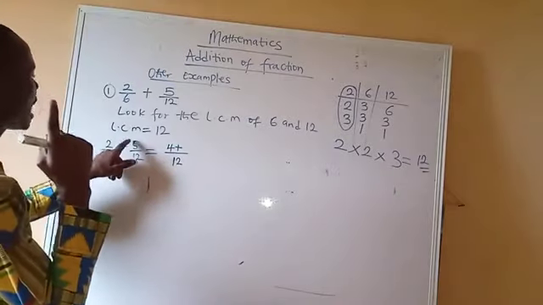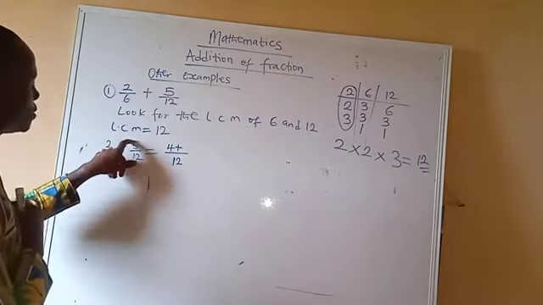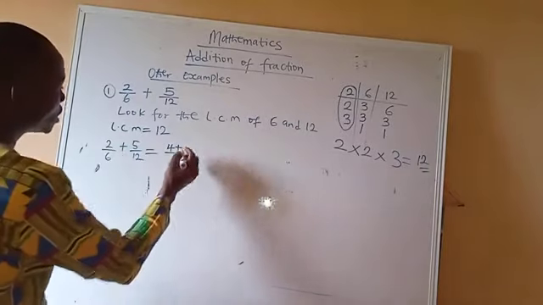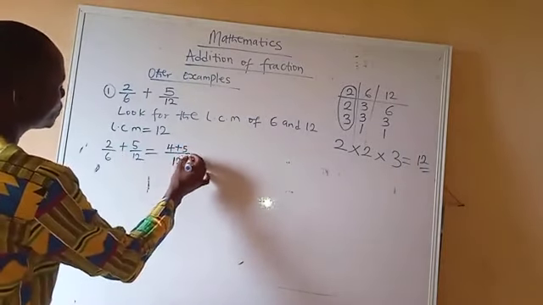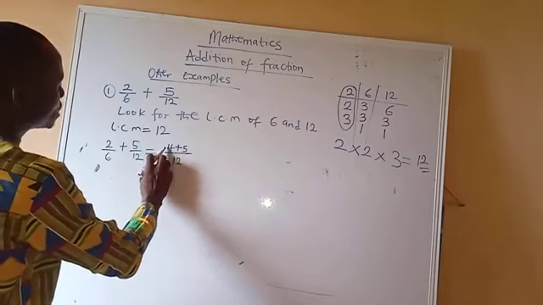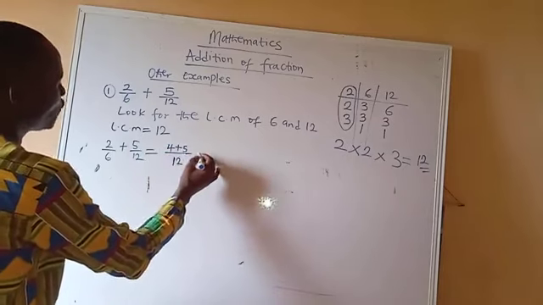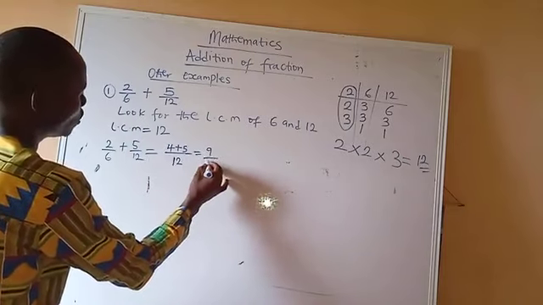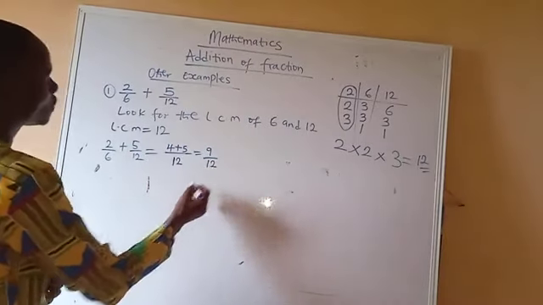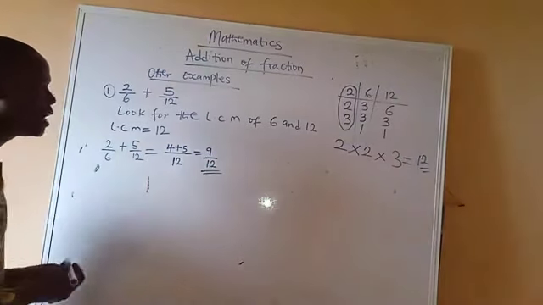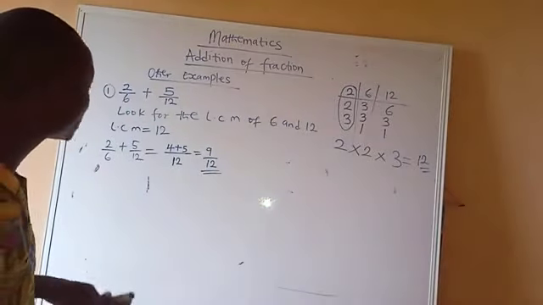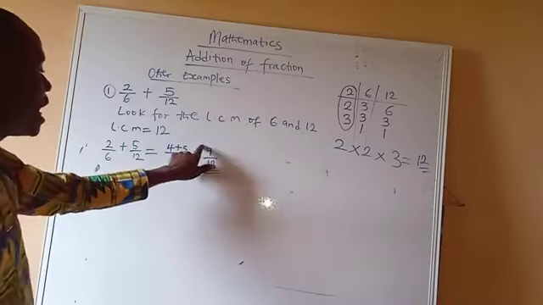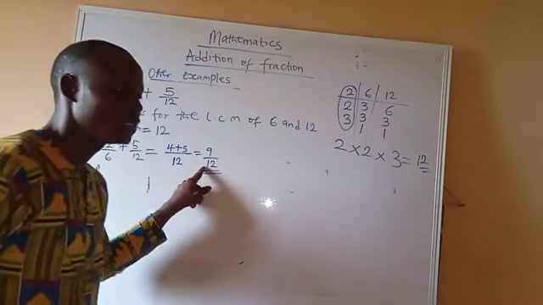That 1 times 5. That 1 multiplied by 5. 5 times 1 will give us 5. Now this is where you add up. This plus this. 4 plus 5 will give us 9 all over 12. So this will be our answer. So they tell you to add this and this. Your answer is going to be 9 over 12.